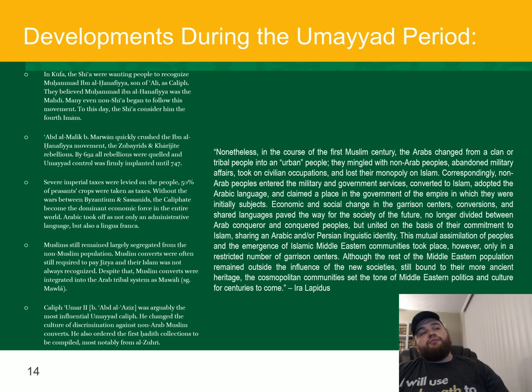This mutual assimilation of peoples and the emergence of Islamic Middle Eastern communities took place, however, only in a restricted number of garrison centers. Although the rest of the Middle Eastern population remained outside the influence of new societies, these very rural populations that the government couldn't quite reach, as I mentioned before, still bound to their more ancient heritage, the cosmopolitan communities set the tone of Middle Eastern politics and culture for centuries to come.